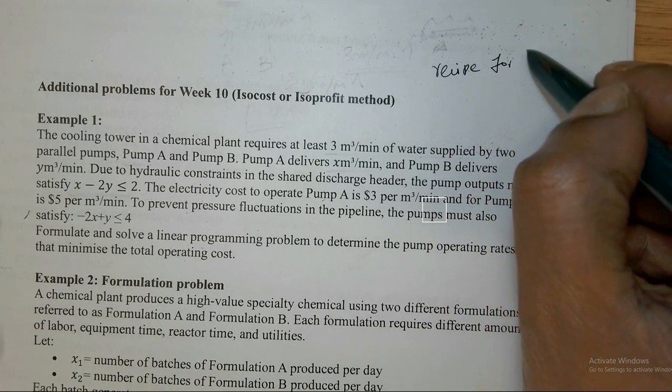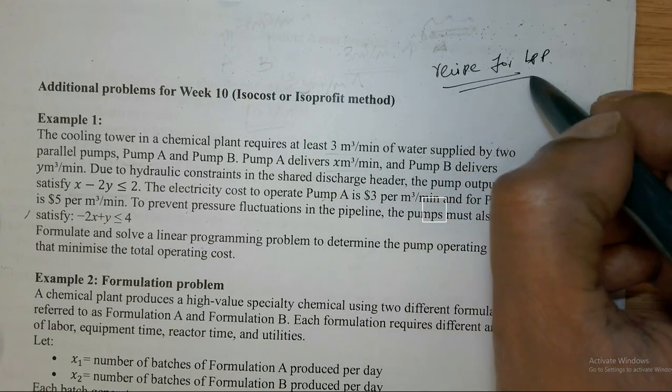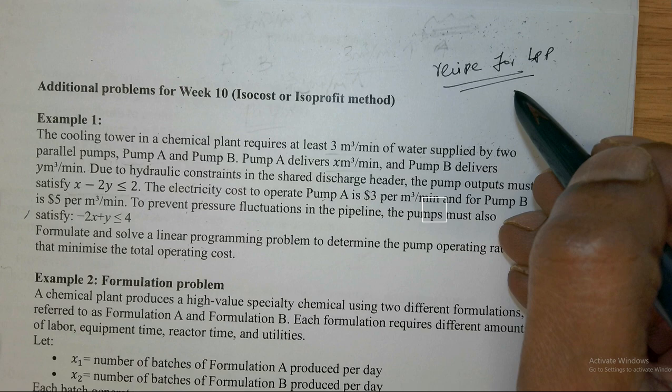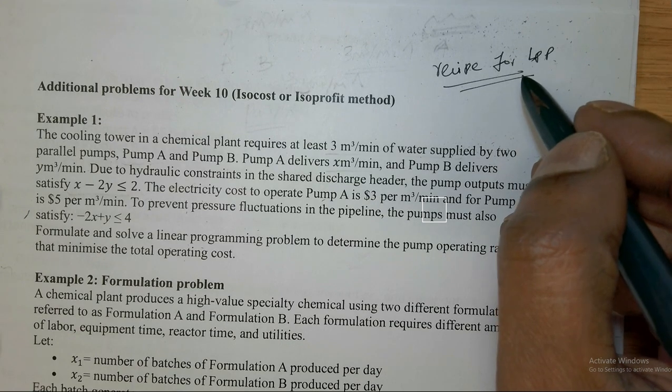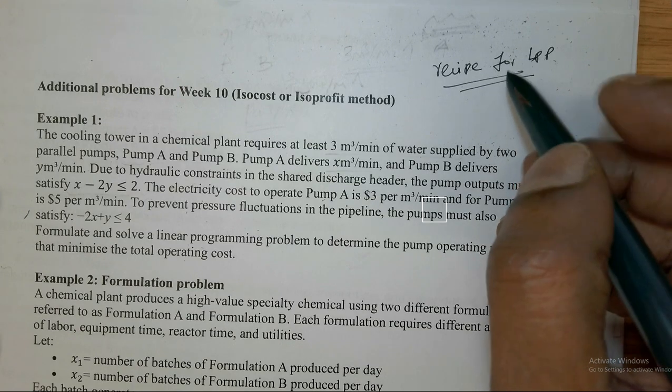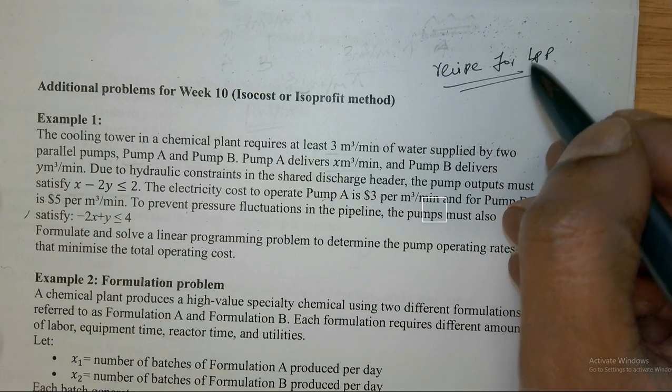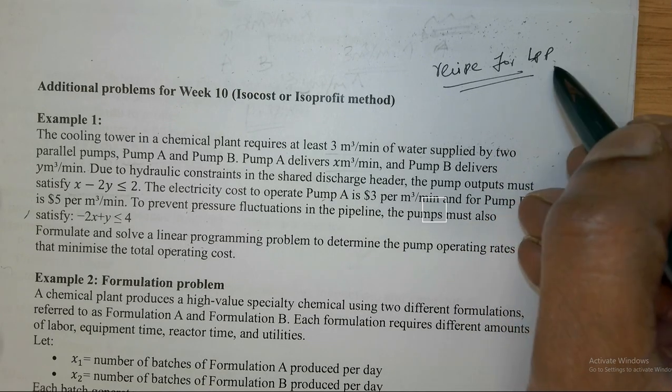You need this recipe in order to implement some of the algorithms that we already learned, for example the corner point method, the isocost method, or even the simplex algorithm. So we need some recipes to solve those. That looks like a linear programming problem.